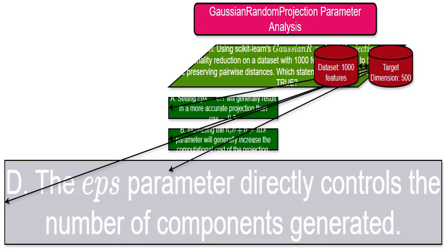Nope. The eps parameter actually controls the accuracy of the distance preservation, not directly the number of components generated. A smaller eps value aims for better accuracy, but it indirectly influences the number of components needed, because achieving higher accuracy usually demands more features to preserve distances, thus increased n_components.